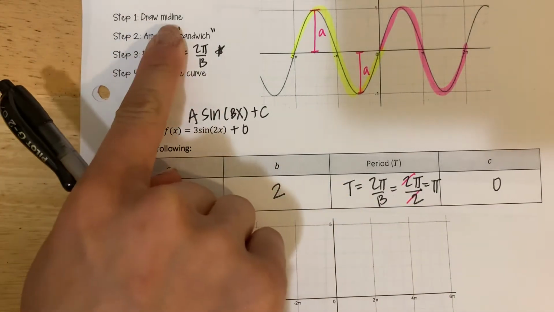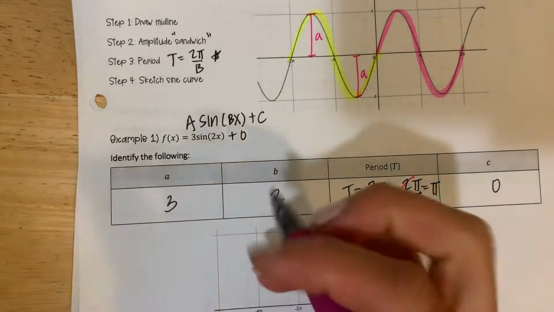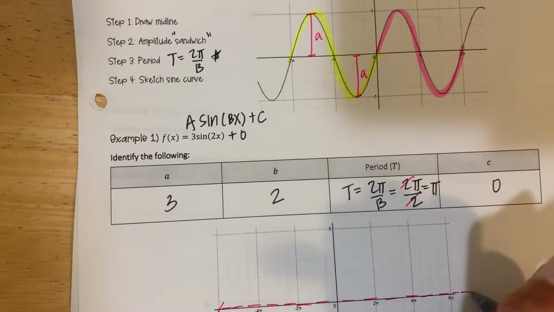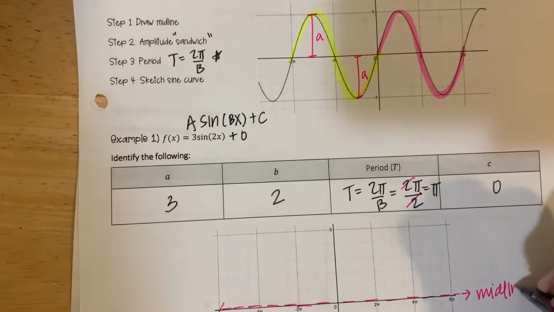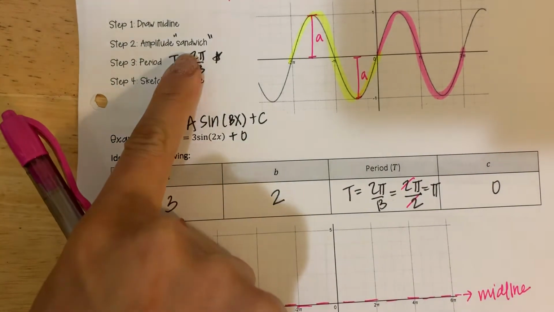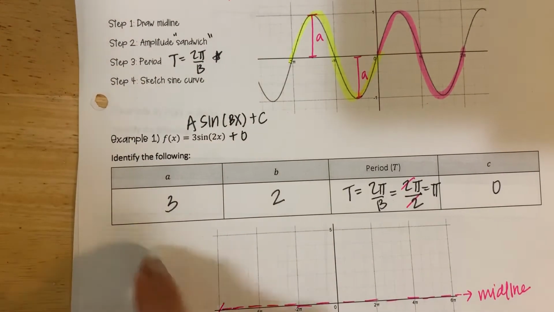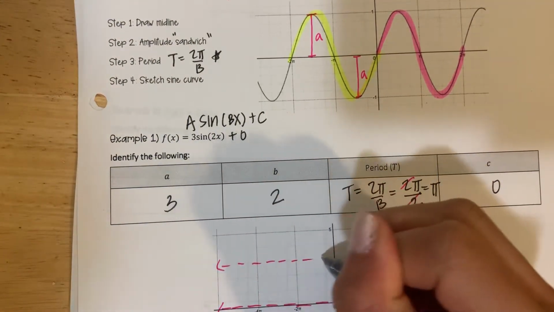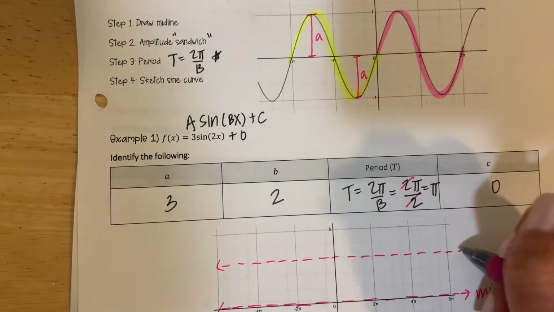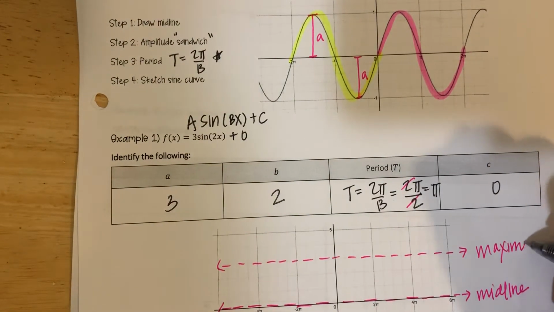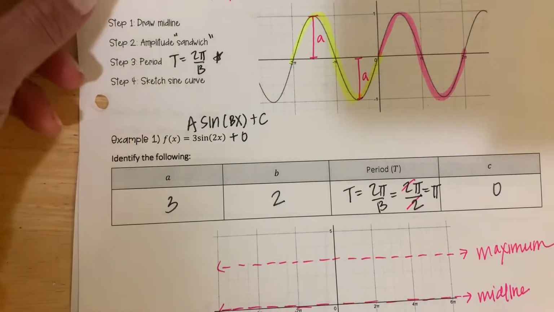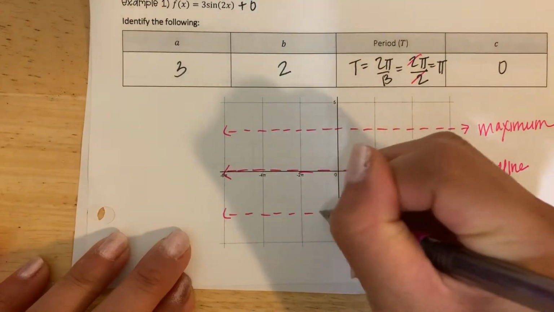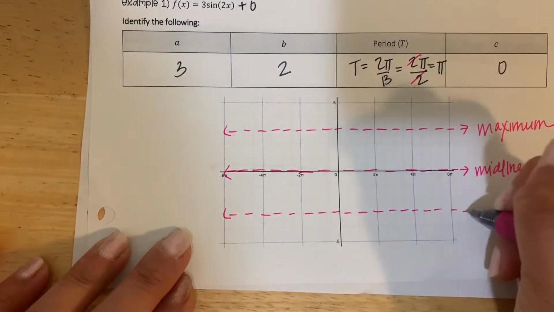The very first step is to draw the midline. Our midline is 0. 0 is just the x-axis. That is the midline. Then it's the amplitude sandwich. Remember, to find the amplitude, that's our A value. So I'm going to go up 3. This is the top of our sandwich. We're going to call this the maximum. And then we're going to go from the midline and go down 3. So we're at -3. This is the bottom part of my sandwich, and we're going to label this the minimum.